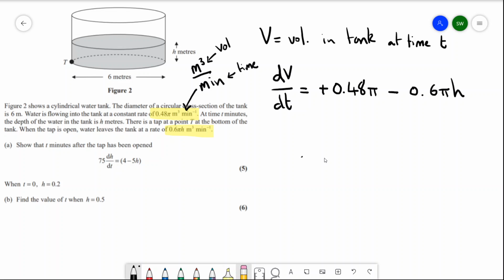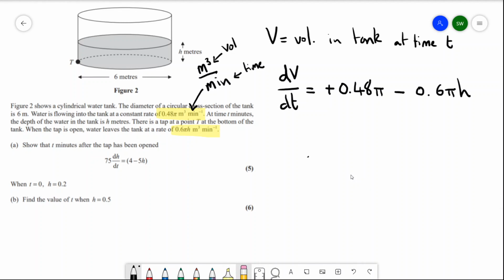Well, we can't quite find dH by dt yet. So we've got to think about another equation that we can write. Well, we know that it's a cylindrical tank, and we can find an equation which links H and V. So often in these questions, you're going to be able to write an equation. Well, we've got an equation at the moment with dV by dt in, but we want dH by dt. So that means that we must be able to write an equation that links V and H, and you'll often get that in exam questions.